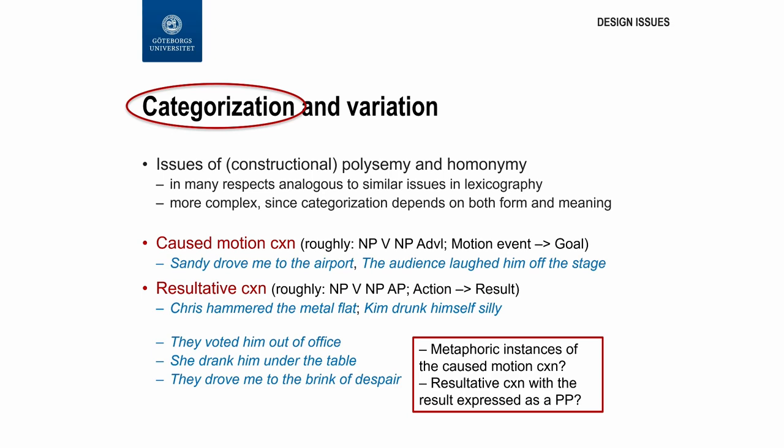So that's the kind of categorization issue you have to handle, and in a hopefully consistent way. But either way, this is also an example of why you need the network relations. So regardless of how you categorize those cases, you need some kind of connection between caused motion and resultative.